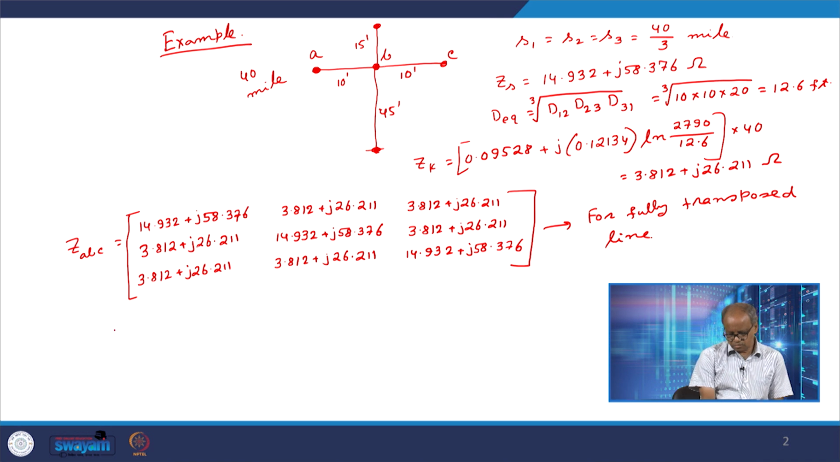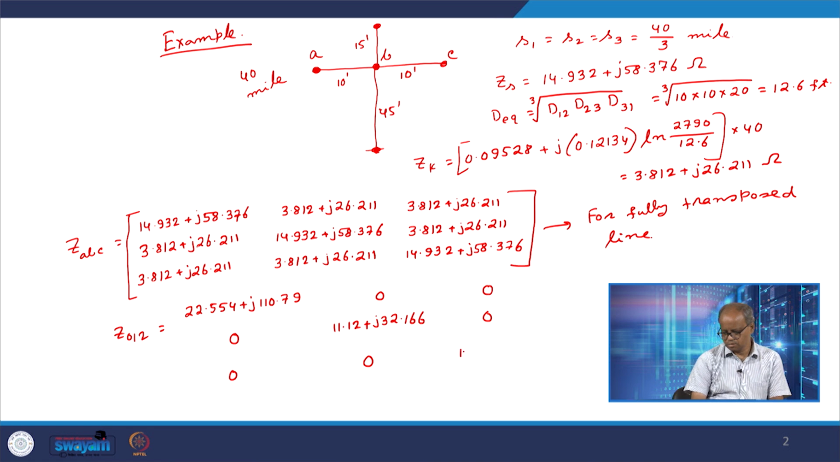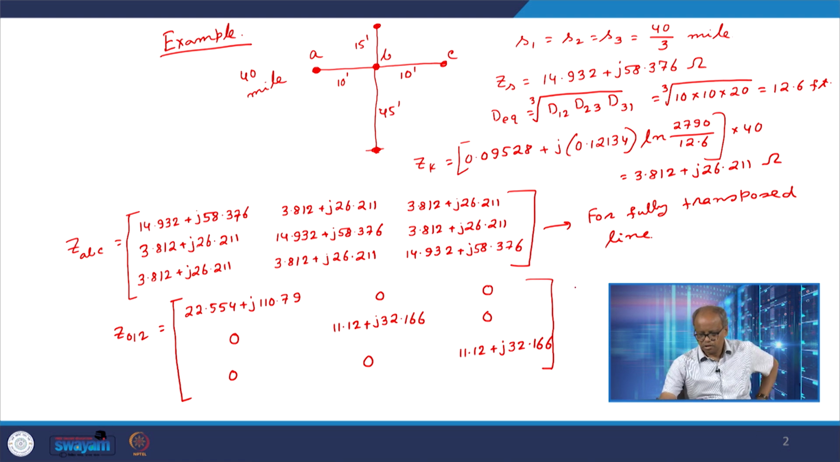If I now calculate Z012, it turns out to be 22.554 plus J 110.79, and then 0, 0, then 0, 11.12 plus J 32.166, 0, 0, 0, and the same value again for the third diagonal element. So this is for a fully transposed line.